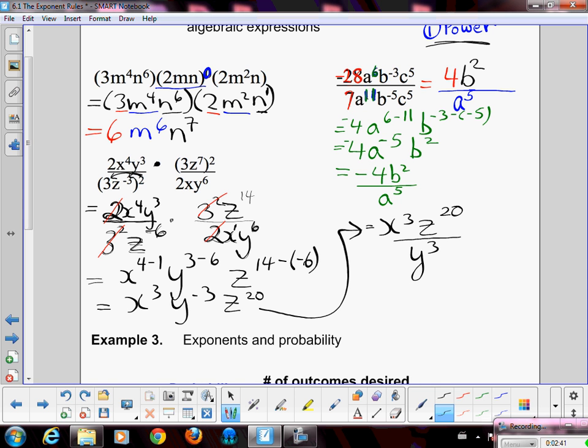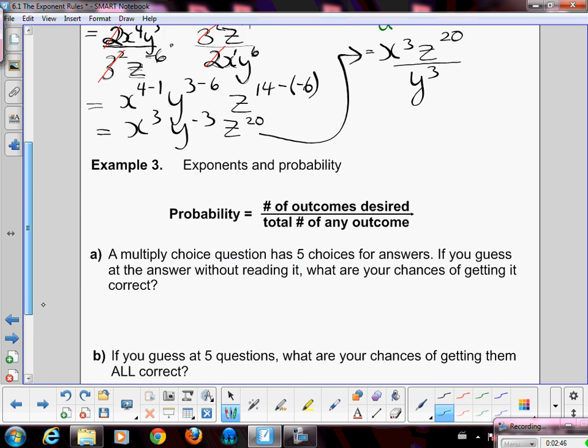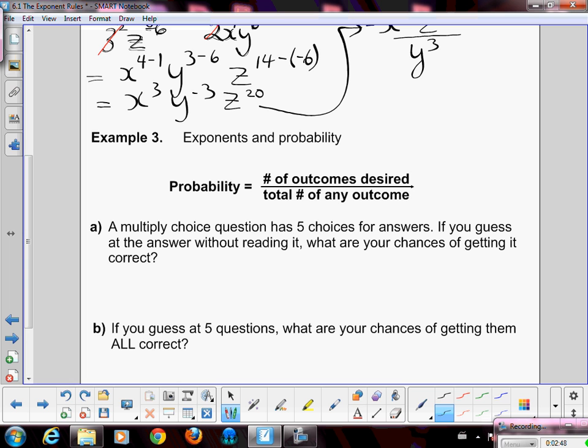All right. Now the other thing that you can do with power laws has to do with probability, and we're going to take a really quick look at this. So exponents and probability. Probability equals the number of desired outcomes, so what you want, divided by the total number of any outcome happening. So for instance, if I have a multiple choice question that has 5 choices for answers, and you guess at the answer without reading it, what are your chances of getting it correct? Well, let's take a look at this.